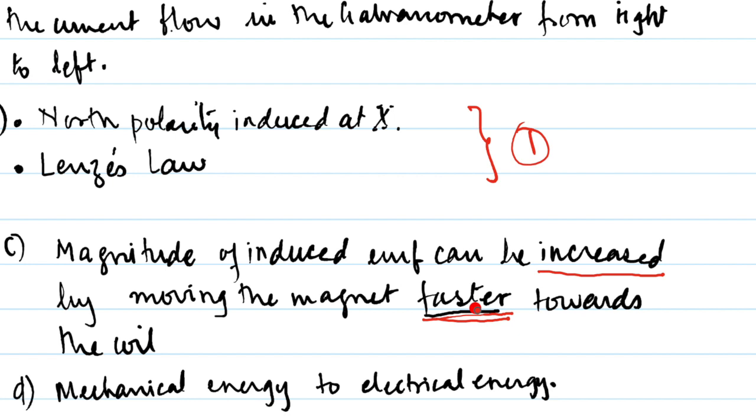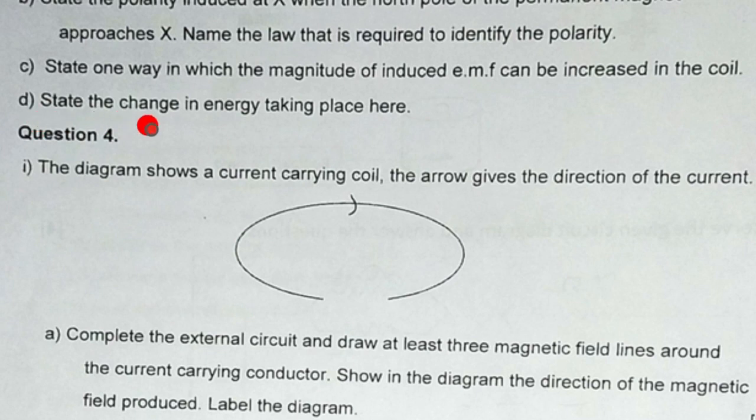And the D part is the energy conversion. We are moving the magnet and we are inducing the EMF. So we'll have mechanical energy to electrical energy, and that will give us our 1 mark here and 1 mark here. Okay, can you see D part? State the energy changes during this.